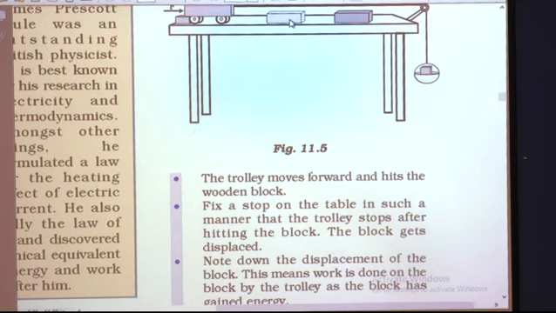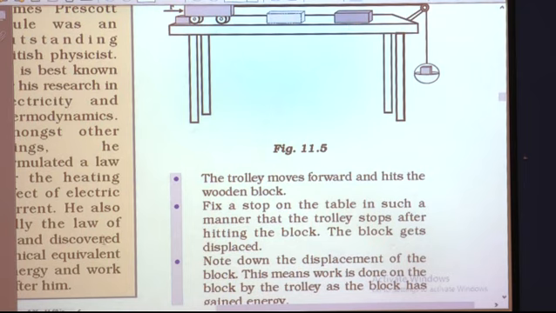After hitting the wooden block, what happens? The trolley stops, but the wooden block is set into motion. You can fix a stop on the table in such a manner that the trolley stops after hitting the block. The block gets displaced, which means it changes its position. Note down the displacement of the block. Here you can see the original position of the block and the new position of the block. You can note down this displacement, that is, how much distance it has moved.